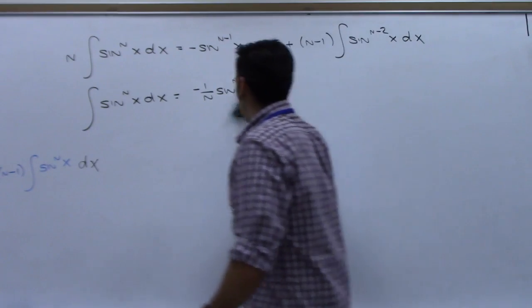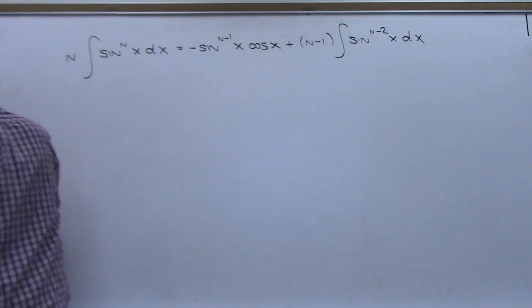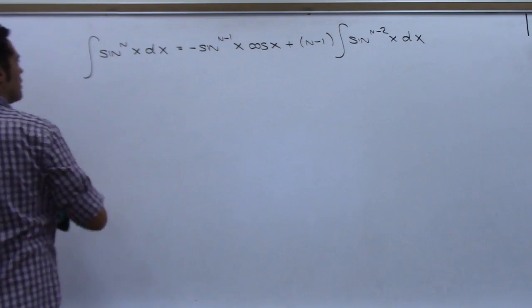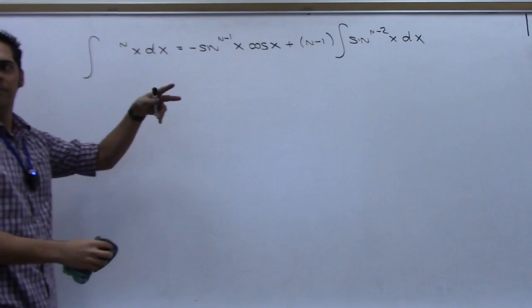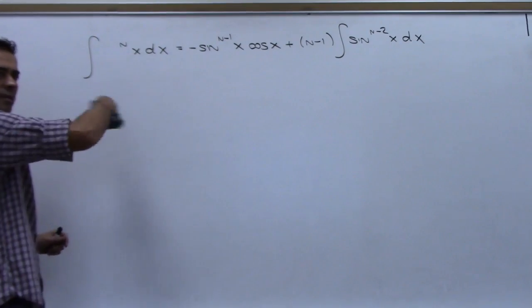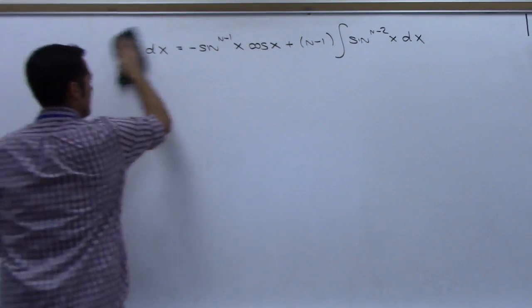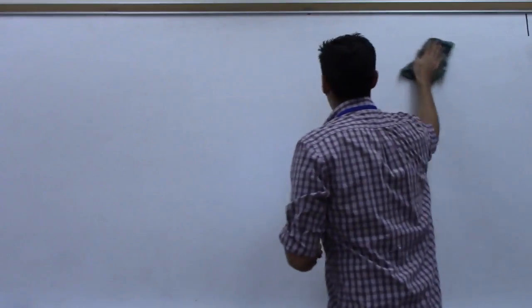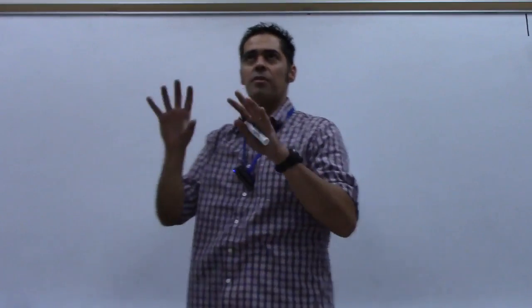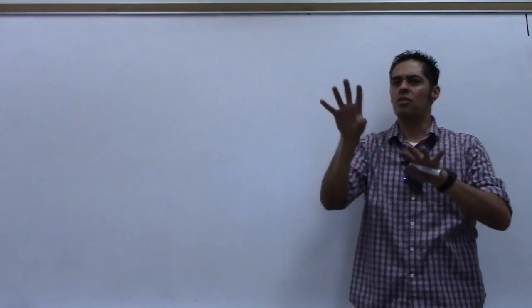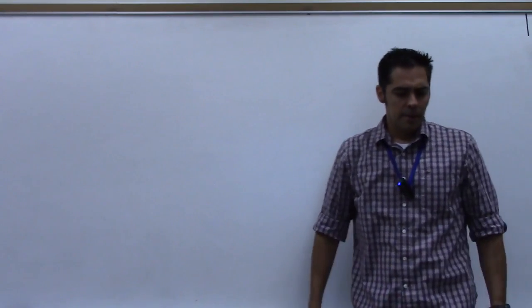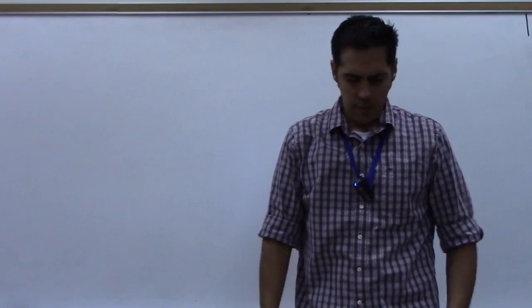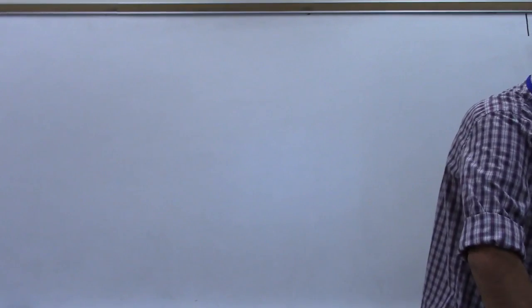All right, that's pretty awesome. I imagine that you could do the same thing for cosine. I imagine there's got to be a formula for cosine to the n then, right? And it probably works some way. You could kind of get an idea of how they chose their u and their dv just by looking at it. All right, that's all I had for that.